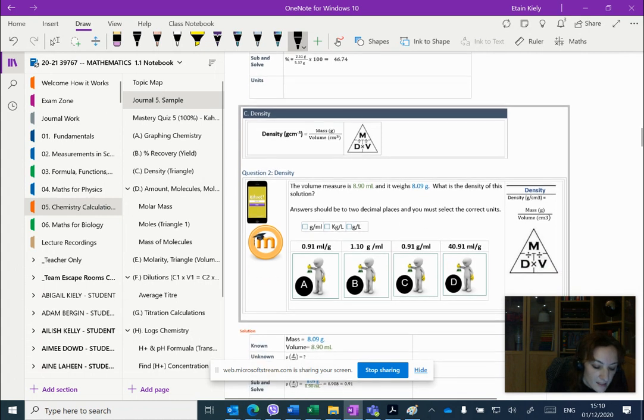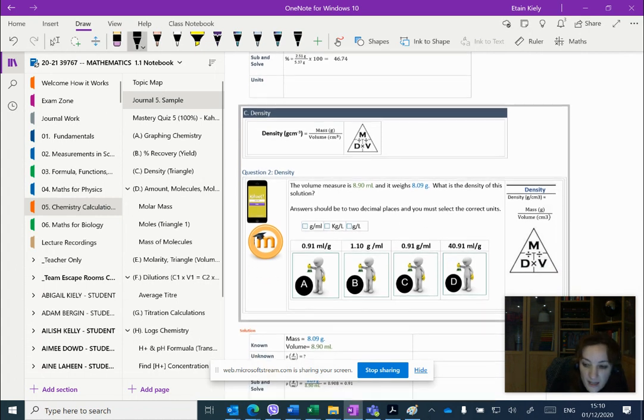Now we have a lovely density question here. We know that we can use one of these triangles. Once we have three variables and we know two and we're looking for one, we can use a triangle. Some students like to use their thumb to cover over the one that they don't know. So for instance, we're looking for density, and we know that density is equal to mass per volume.